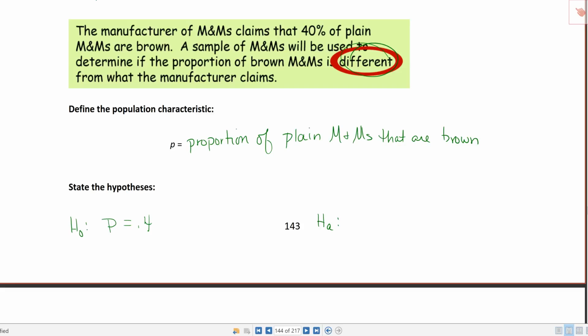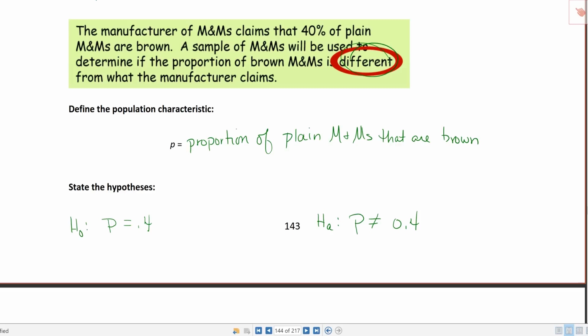is true, and what we want to do is suggest this alternative competing hypothesis that says, you know what, it's not really. And it would be denoted by a not equal to. The alternative hypothesis would be that the proportion of plain M&Ms that are brown is not equal to 0.4. Okay.